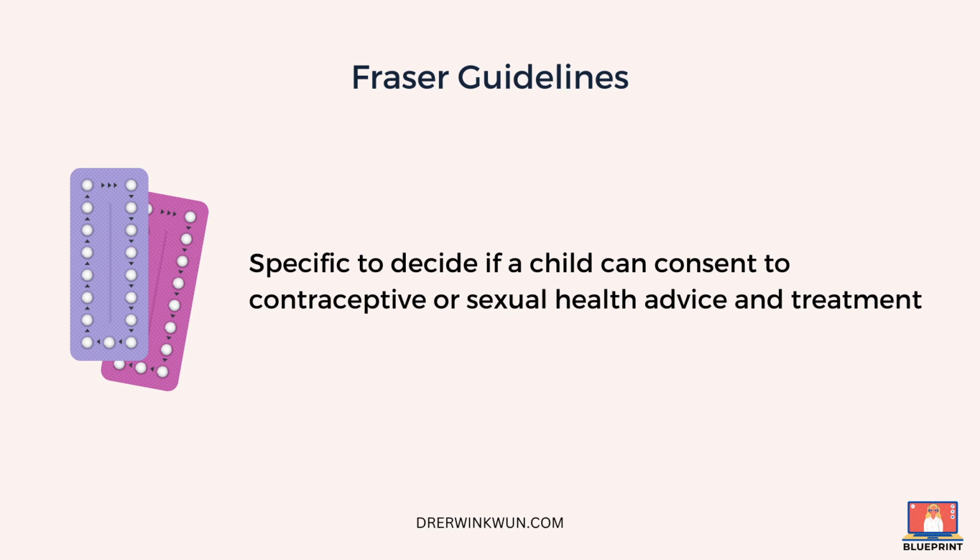The framework that we're going to talk about is Fraser's guidelines. So this is specifically used for deciding whether a child can consent to contraceptive or sexual health advice and treatment. I'm sure you've heard of it, and it's very important that you're able to apply it. So there are 5 components that we consider when we look at Fraser's guidelines.